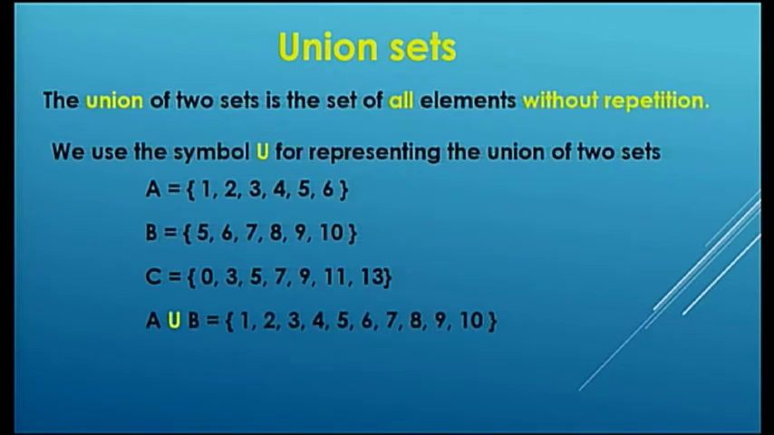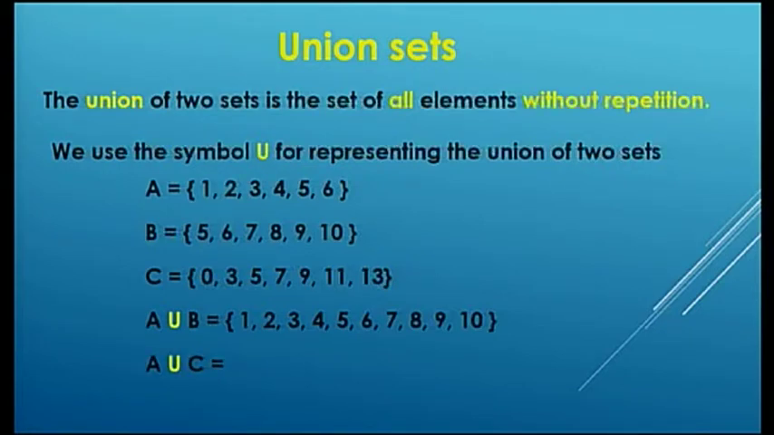The set A union B equals all the elements from A and from B, as you can see here, but without repetition. You can see elements 5 and 6 in both set A and B. While taking them together, the elements of set A and B, we have not taken 5 and 6 twice. It means that we have taken all the elements without repetition.